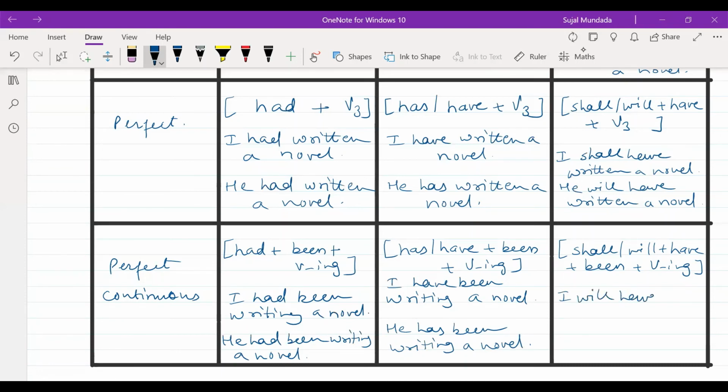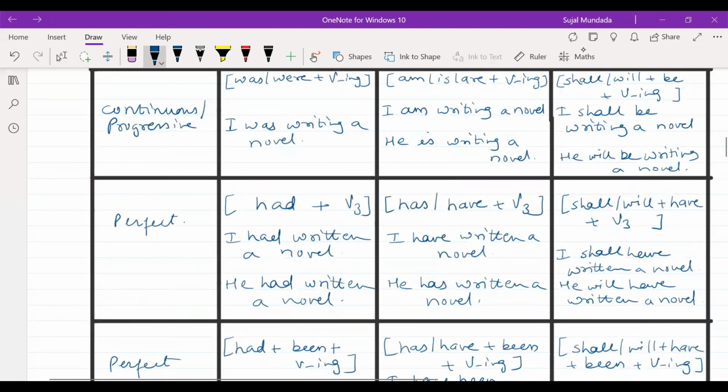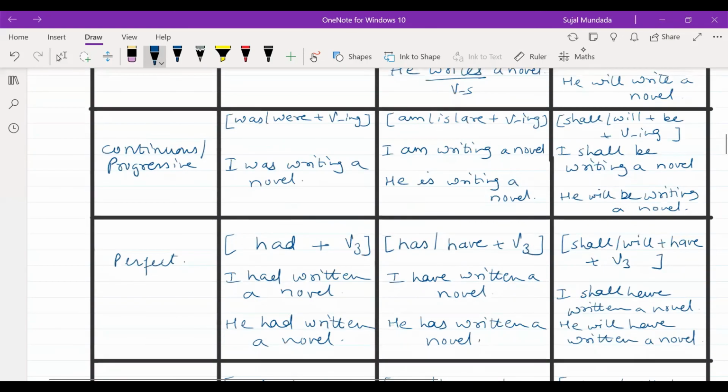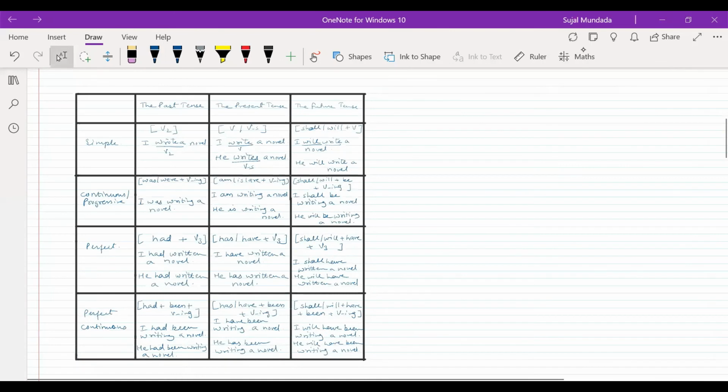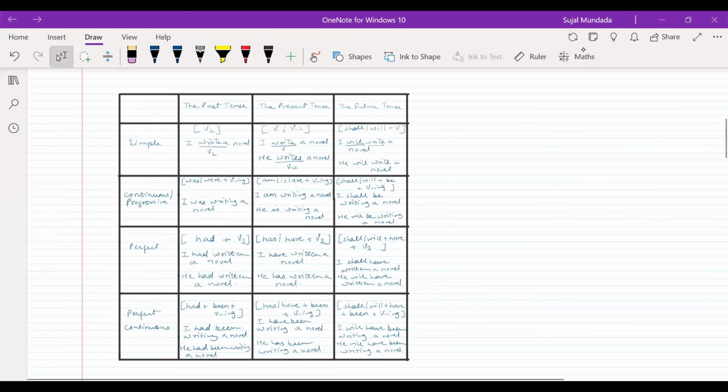I will have been writing a novel, or he will have been writing a novel. So dear friends, in this way actually I have made a chart here which I hope will make it easy for you to understand different types of tenses.